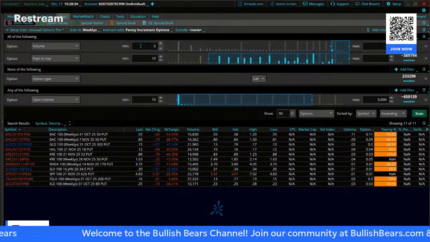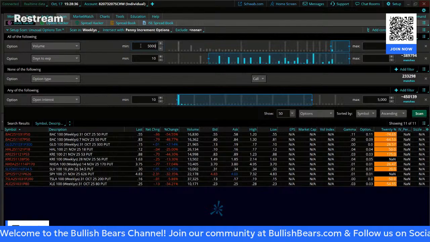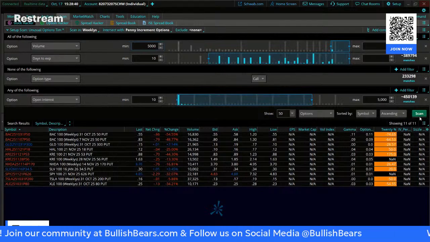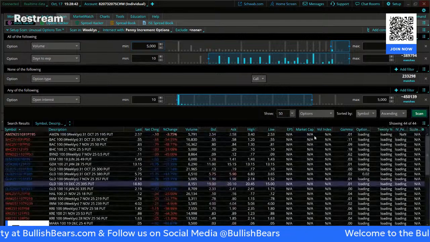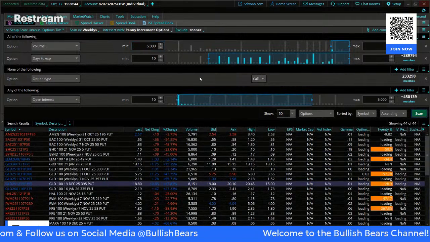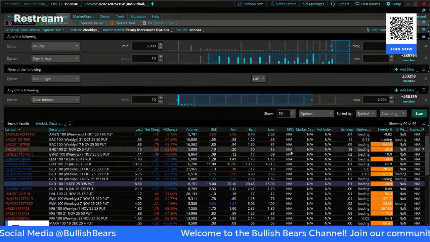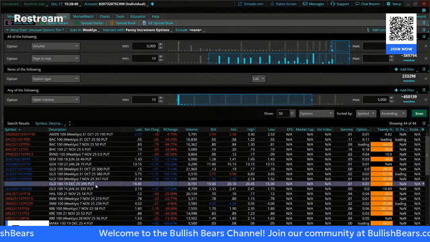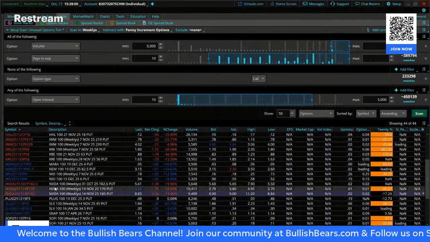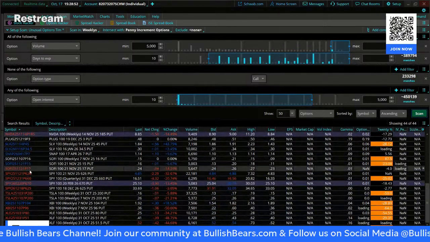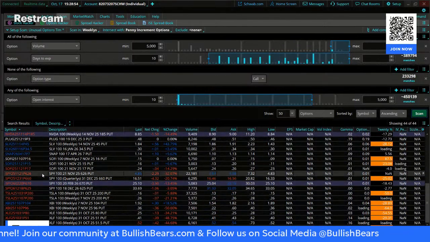You'll have to adjust this through the day so that, early in the morning, something isn't going to have a lot of volume. You're going to have to be a little lax. And then as the day goes on, you could tighten the volume up just so that you don't get overwhelmed with too many.